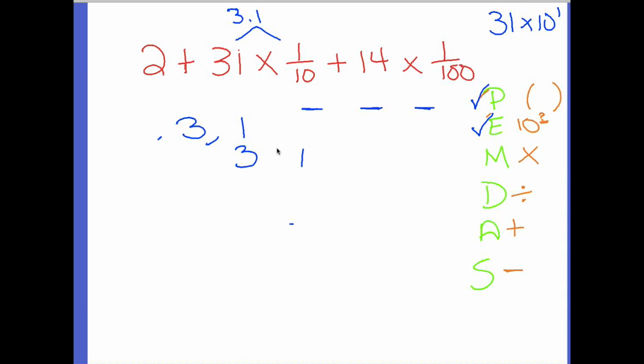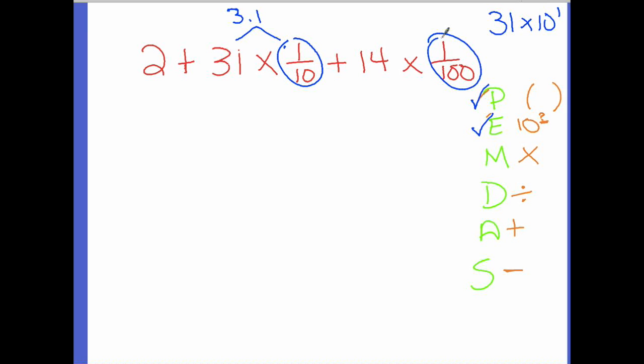Let me delete this now. We don't need that. Whoops, let me take that back. So we have a number like this. How many places to the left are you moving the decimal? One time. If you have a number like this, how many times to the left are you moving the decimal? Two times. If I have a number like this, how many times to the left am I moving my decimal? Everybody? Three times.